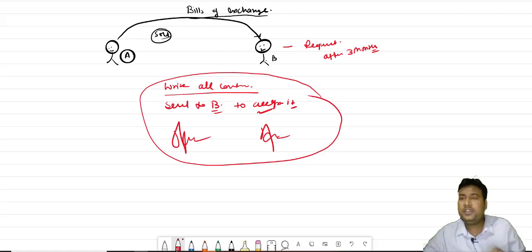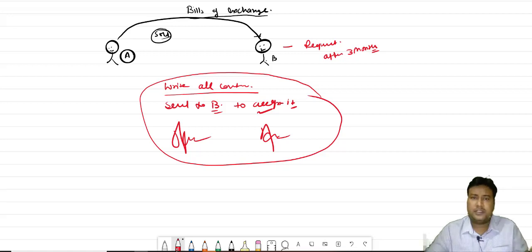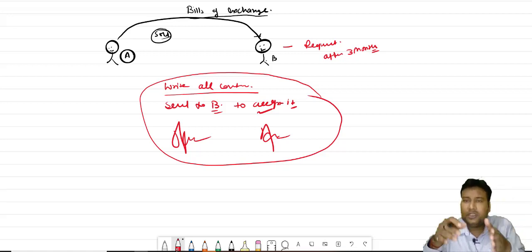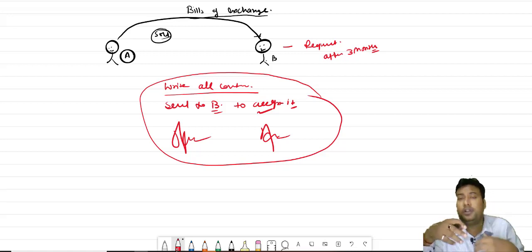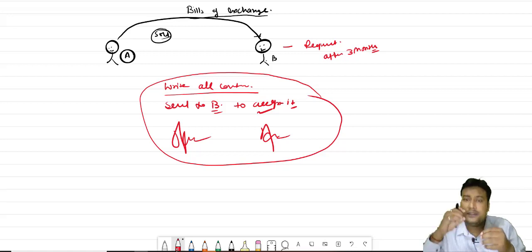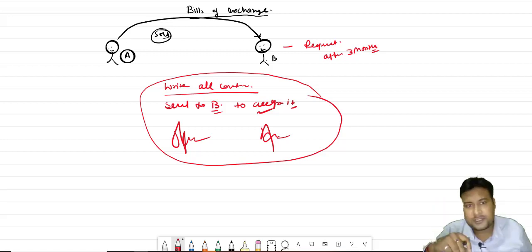So bill of exchange is what? It is a type of paper where two persons, buyer and seller, both put signature, and where the buyer accepts the order of the seller that okay, I will make the payment after 3 months, after 2 months, whatever the condition is mentioned. Okay, so basically what is bills of exchange?